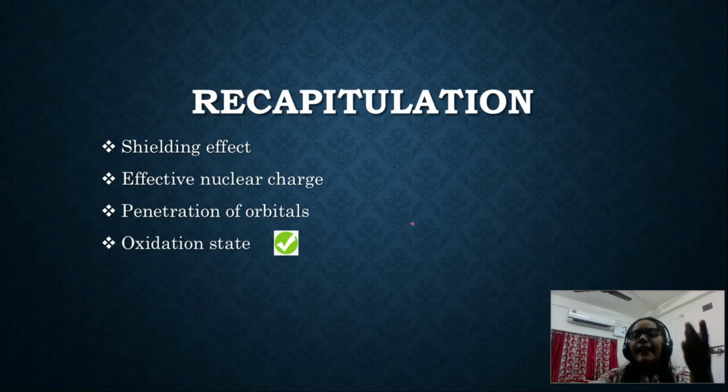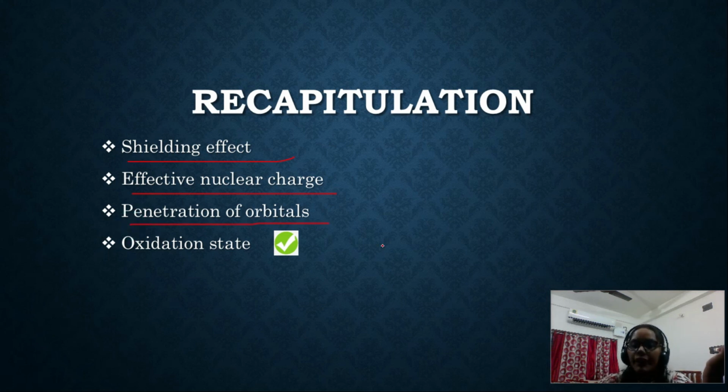Now this is the end of the chapter. After this we will discuss all the questions, what types of questions we can have. So again I'm repeating the topics whatever I have discussed today. We have discussed the shielding effect. We have seen what effective nuclear charge is, and also we can calculate the effective nuclear charge. The penetration of orbital we have also seen, what it means, and we can now calculate the oxidation state.